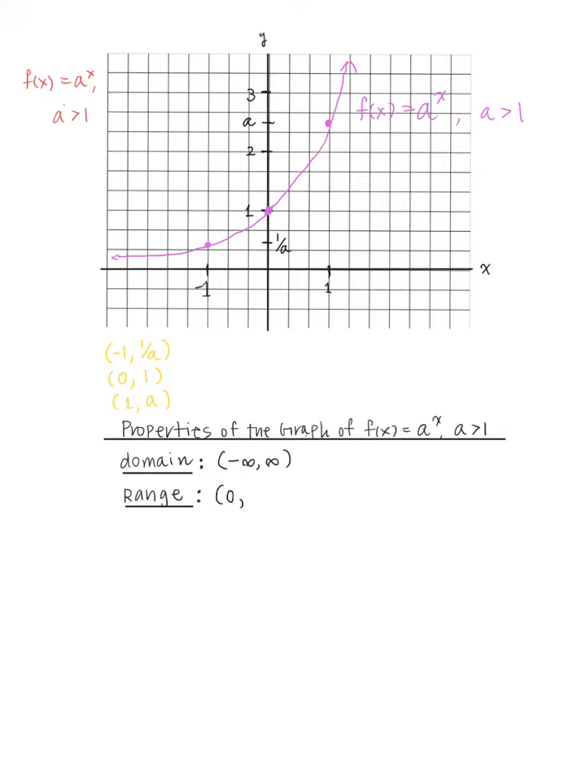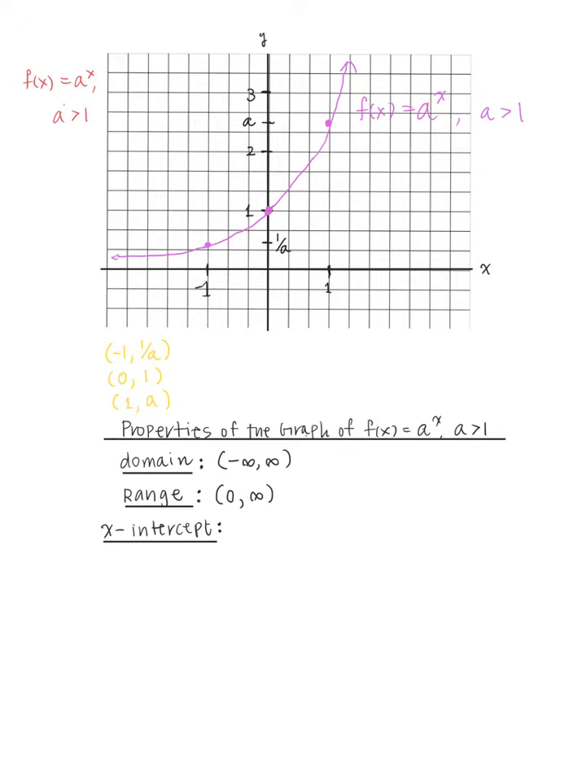And then where does it go? Well, look at the right tail end of the graph. The y value is going to keep going up and up and up towards positive infinity. So the range is going to be open 0, infinity.